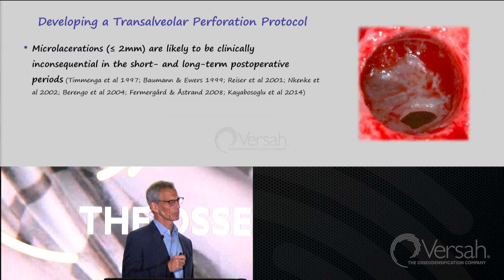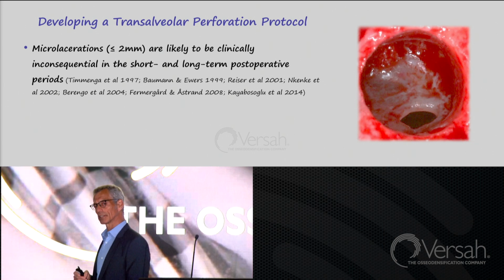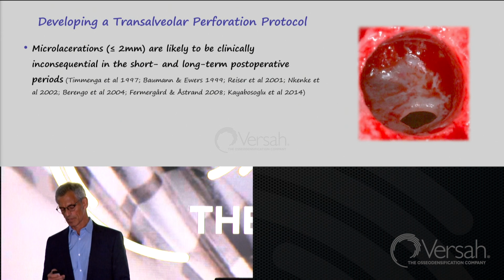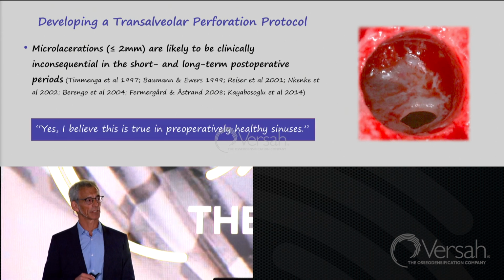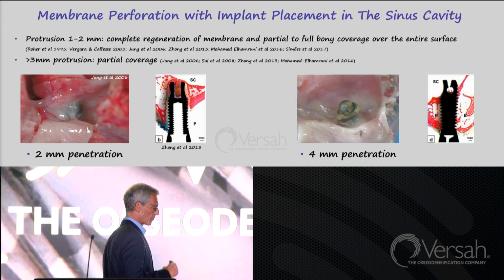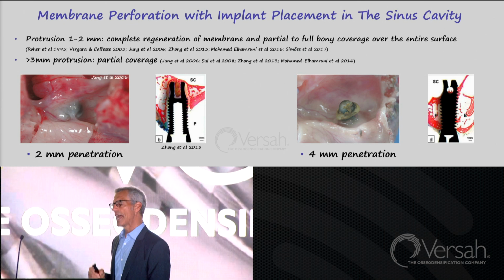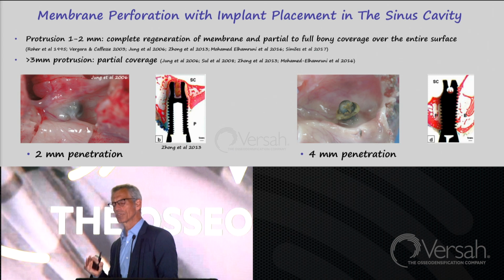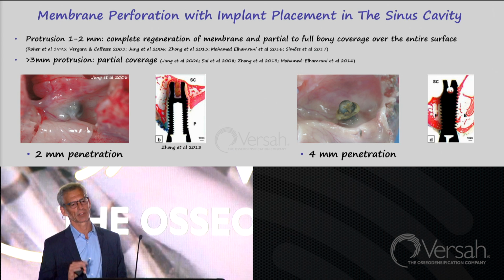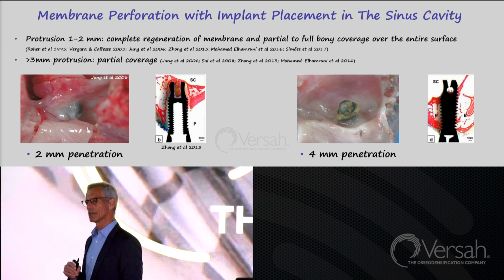Microlacerations, less than or equal to 2 millimeters, will most likely be clinically inconsequential as long as you have a preoperatively healthy sinus. Let's say that you perforate, you attempt to repair, but the repair is not successful, and you insert an implant 1 to 2, maybe 3 millimeters in the sinus. Please don't be concerned. Most often, your membrane and some bone will grow over the top of the implant.